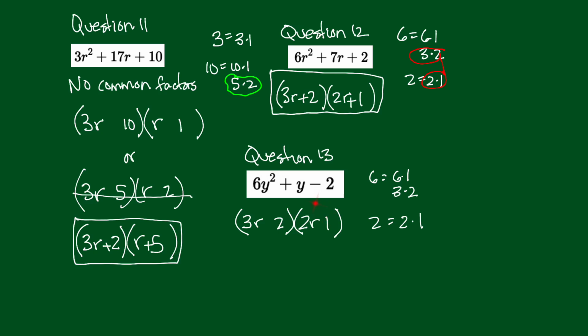Okay, one has to be plus, one has to be minus. So which one's which? Where do I put the plus? Where do I put the minus? So here's how I tell. Look at this middle sign. It's a plus. Now I'm going to put that plus sign with the bigger product.